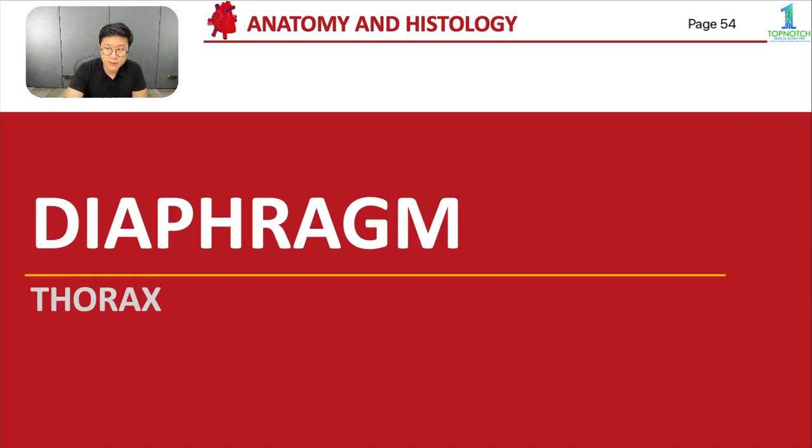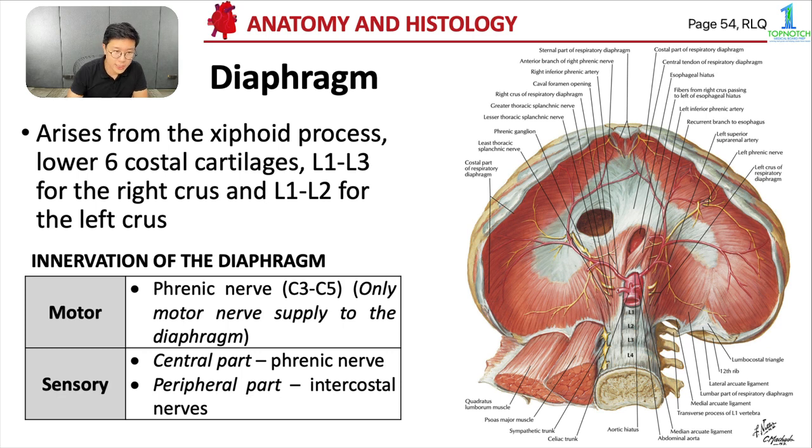And last, we have the diaphragm. The diaphragm arises from the xiphoid process, which is at T10, the lower 6 costal cartilages, and L1 to L3 vertebrae for the right crus of the diaphragm, and L1 to L2 vertebrae for the left crus of the diaphragm. The innervation of the diaphragm, its motor is from the phrenic nerve. Again, it's the only motor nerve supply of the diaphragm.